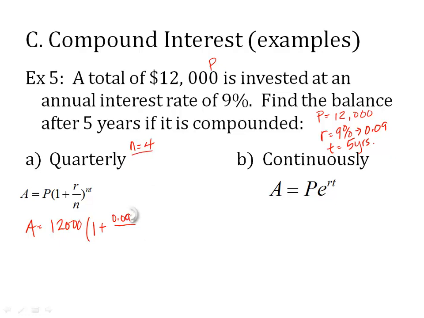So it's 0.09 divided by 4, raised to the 4 times t. t is 5. So that's a lot of complex computations, and you're going to want to put this in your calculator very carefully. And I'll show you how I'm going to do that.